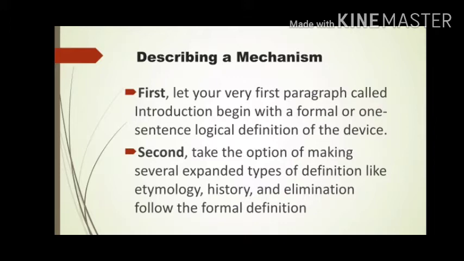Describing a mechanism requires you to give visual or mental pictures of the mechanism in a sequential manner. First, let your very first paragraph, called introduction, begin with a formal or one-sentence logical definition of the device. So it means that we can describe a mechanism through its introduction, but we must always remember that the introduction must be a formal one and one sentence only. Second, take the option of making several expanded types of definition like etymology or the meaning of the word, history or its background, and elimination following the formal definition.